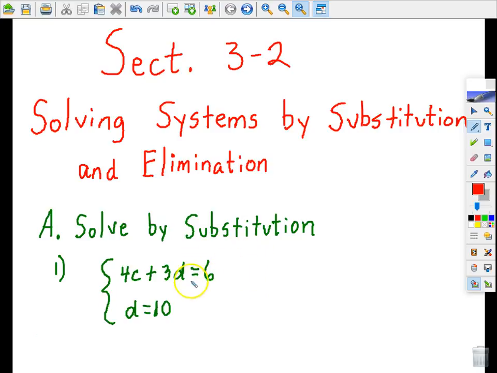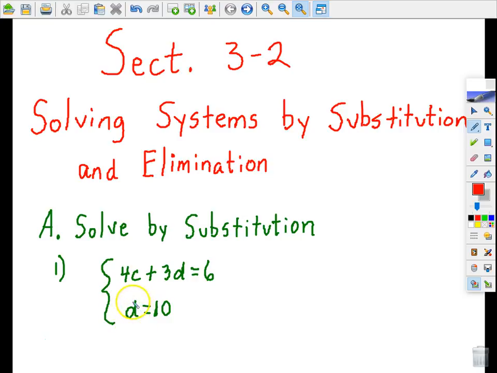We need to solve for one of the variables in one of the equations and then replace that variable in the other equation. Well, in my first example here, this system is tailor-made to be solved by using the substitution method, because if you notice in the second equation I already have D solved for. One of my variables is already given to me without me having to do anything to solve for it. So this makes using the substitution method very easy.